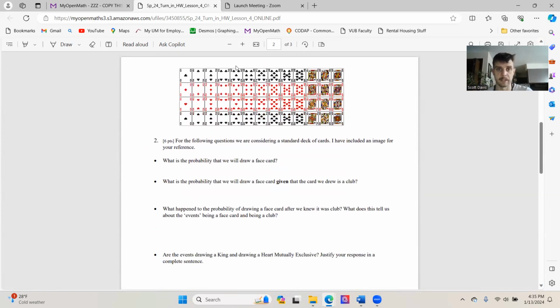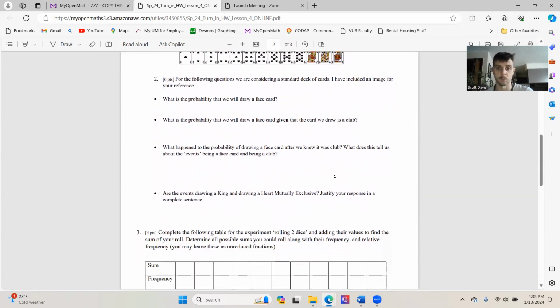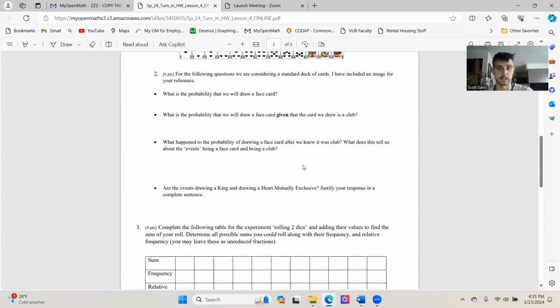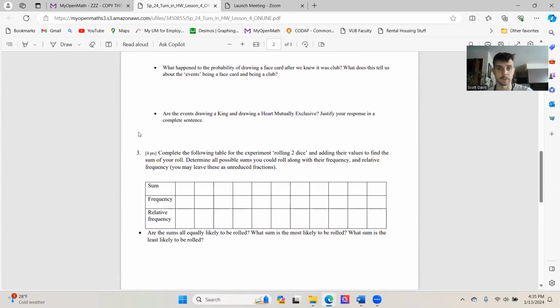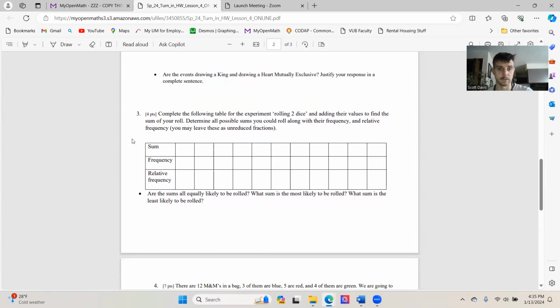Now here's a deck of cards that is given to you for reference. And you are going to find the probability of a face card, find the probability of a face card given it was a club. What happened to that probability? What does that tell us? And are the events king and heart mutually exclusive? So do you know what mutually exclusive means?